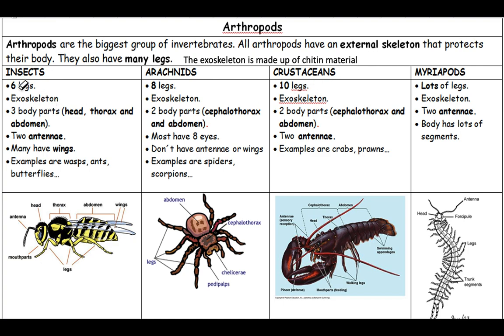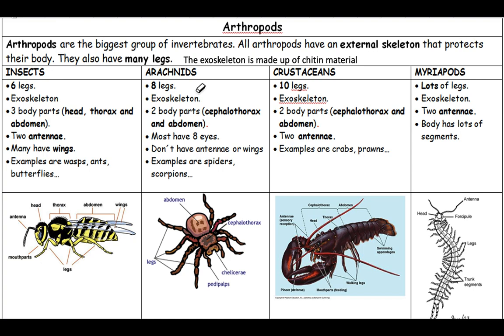If we look at arthropods, we have insects. Insects have 6 legs, and then they have an exoskeleton, and their body is divided into 3 parts: the head, the thorax, and the abdomen. They have 2 antennas and wings. Examples are wasps, ants, butterflies, bees, and so forth. The actual insect body is made up of antennas, the head, the thorax, the abdomen, the wings, mouth parts, and also the legs. There are also other parts like the spiracles.